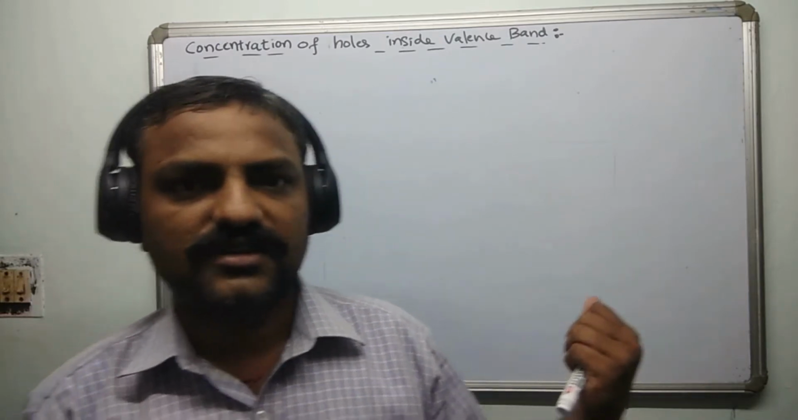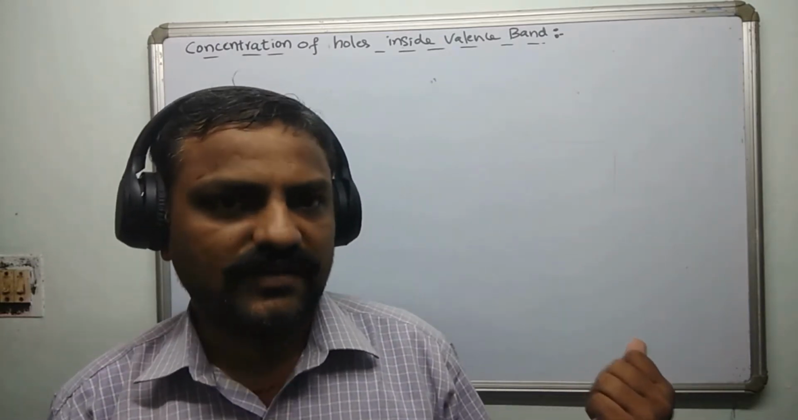Hello viewers, in this video I'm going to talk about the hole concentration inside an intrinsic semiconductor. So the number of holes inside an intrinsic semiconductor that exist inside the valence band I'm going to calculate in today's video. And in the previous video you can see the same, the intrinsic carrier concentration, which is the number of electrons inside the conduction band. So that exercise was related to the electron number in the conduction band, and this exercise is going to be the number of holes inside the valence band.